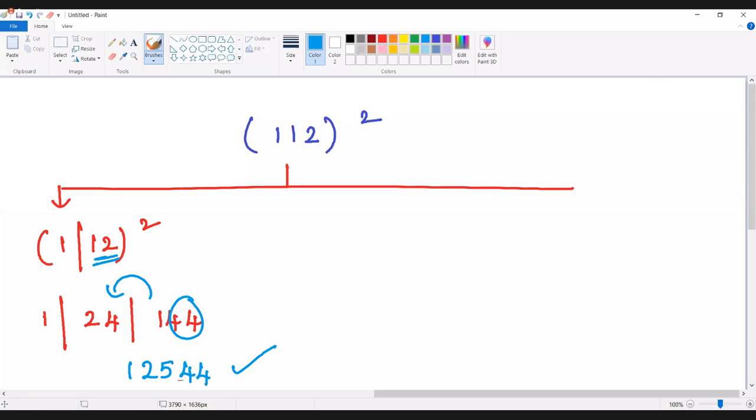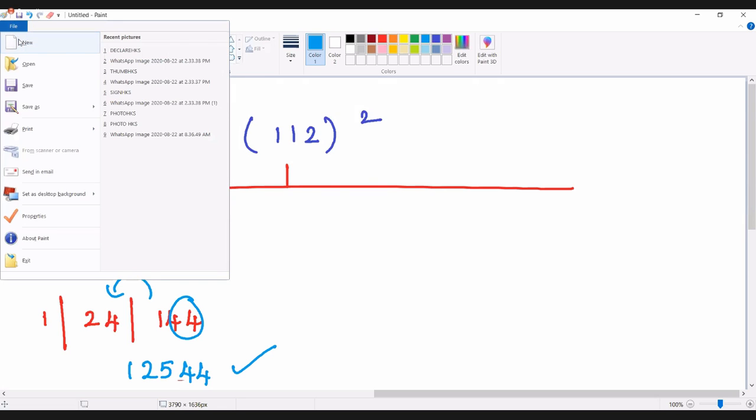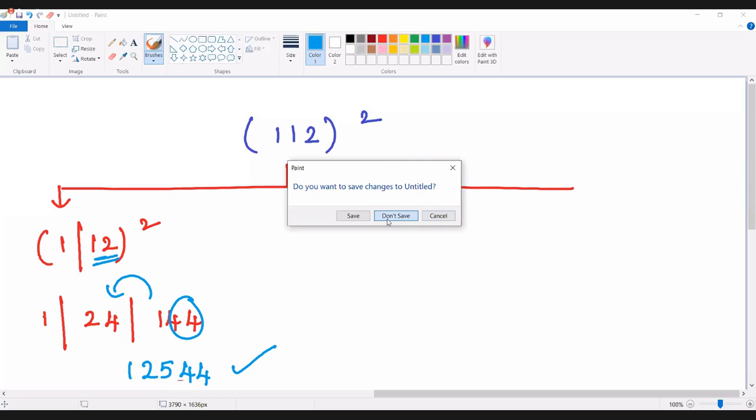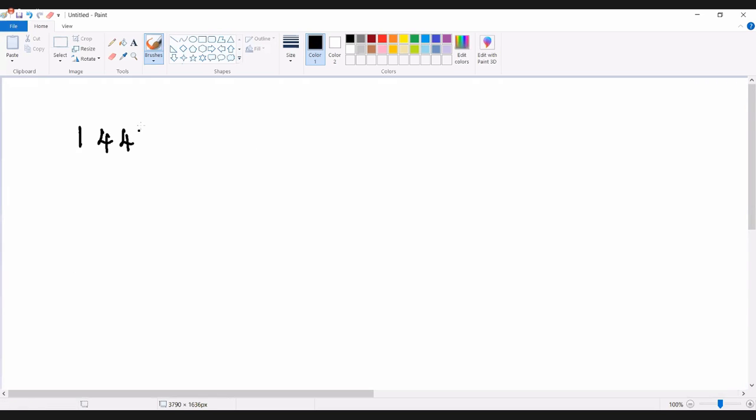Yes, fine. So let's look at one more practice question. If it is 144 whole square, how can we find the more convenient splitting? First try to tell me. 144 whole square. You can split 14 and 4 or you can split 1 and 44. But 1 and 44 will be difficult. So that's the reason you can split it as 14 and 4.